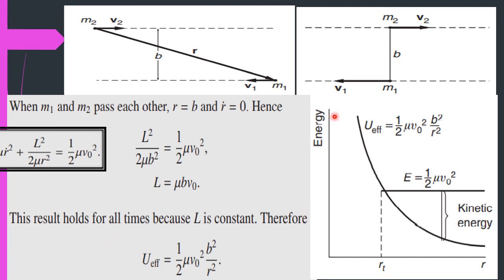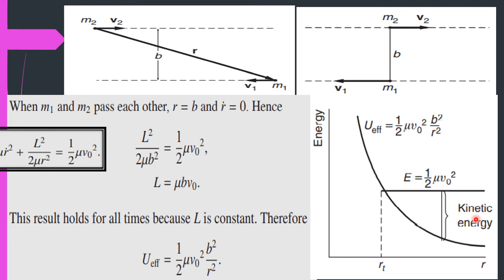So our energy diagram will be like this. The total energy of the system is half mu v0 square, that is a straight line, and this is the variation of effective potential with r. This is energy and this is r, so it is inversely proportional to r square. All other terms are constants. So the effective potential U effective will be varying like this. So this is the graph of effective potential, and this straight line is the graph of total energy.